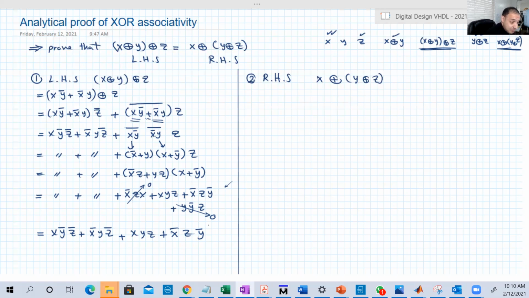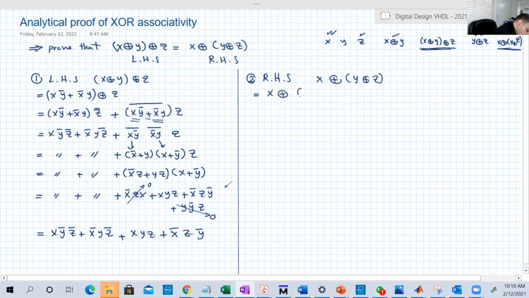Now let's do the right hand side, which is x XOR the result of the XORing of y and z. So this is basically equal to, I'm going to do the same, but now with y and z. First term as it is, XOR, y z bar plus y bar z, equal to, now again, the second term is just one term, consider it as just one Boolean variable. So first term as it is, and the second term complemented, or first term complemented, second term as it is. This is the definition of the XOR. Then we continue further here.